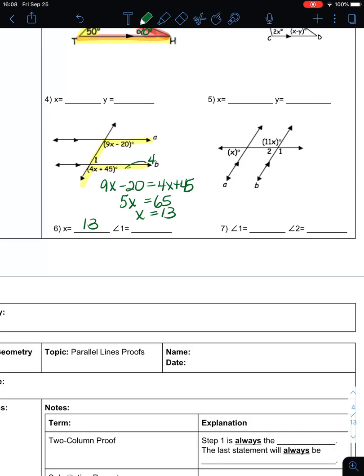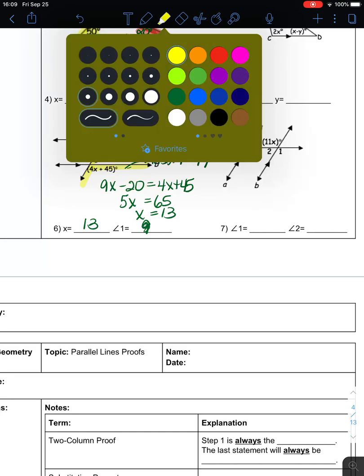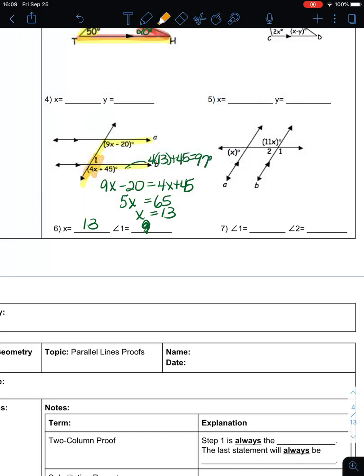Then, if x is 13, I could go back up to either one of these angles and do 4 times 13 plus 45, and I get 52 plus 45, which is 97. Oops, so that angle is 97. I almost made a mistake. That's 97, but that means that angle 1, if you look here, is a linear pair. Those two angles right there are a linear pair. So I would take 180 and subtract 97 degrees and get 83 degrees.